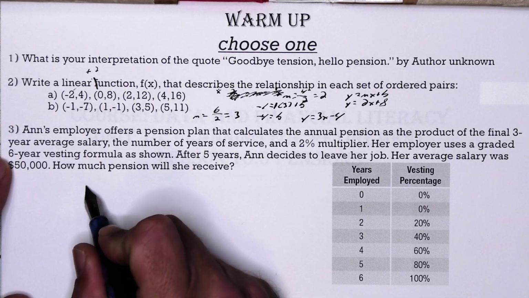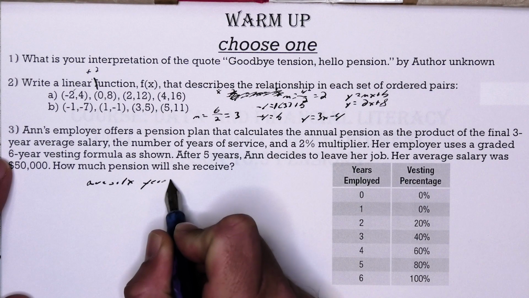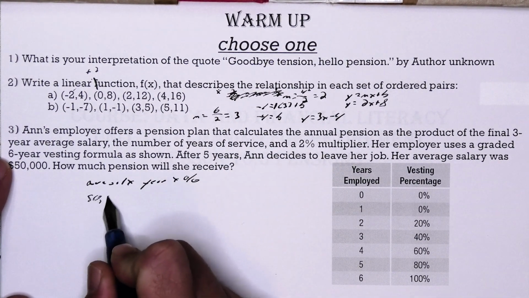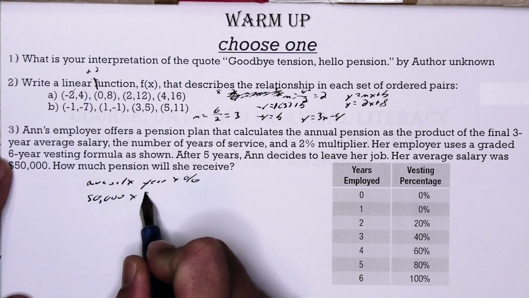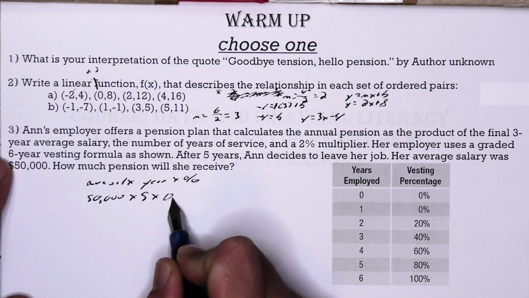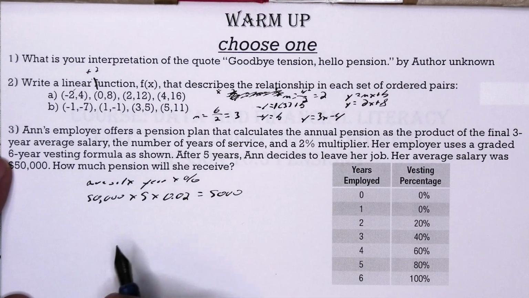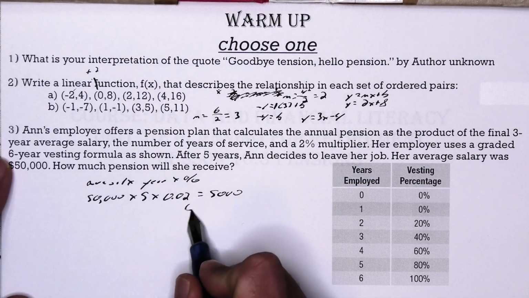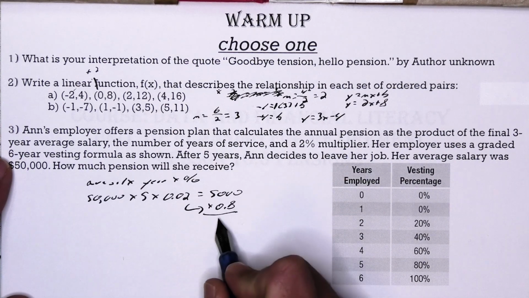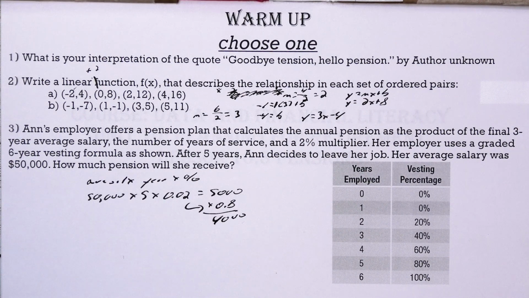Well, they told us that it was the average salary times the years that she worked there times that percentage multiplier. So if her average salary was $50,000 and we multiply it by the 5 years that she worked there and we multiply it by the 2% or 0.02, we get 5,000. At 5 years, she gets 80%. So 80% or multiplying by 0.8, we get $4,000. Anna will receive an annual pension of $4,000.